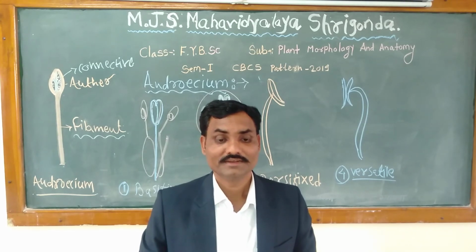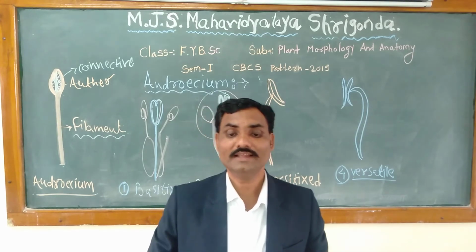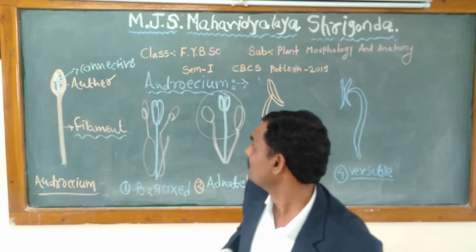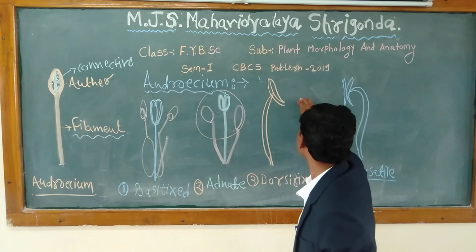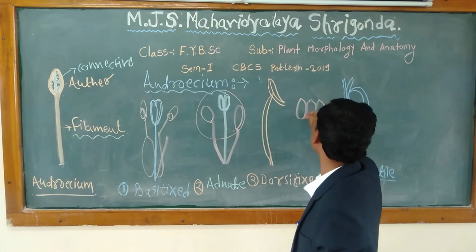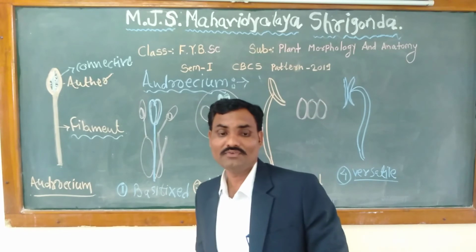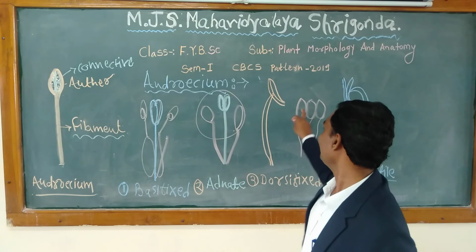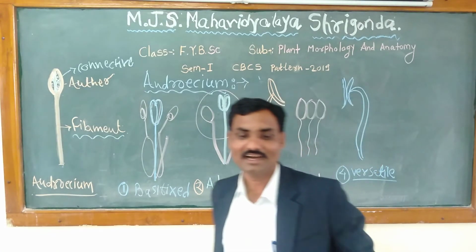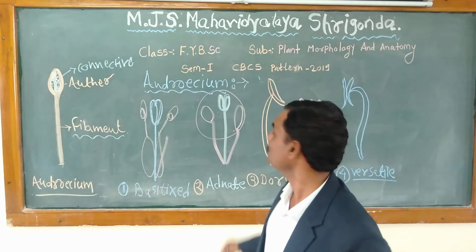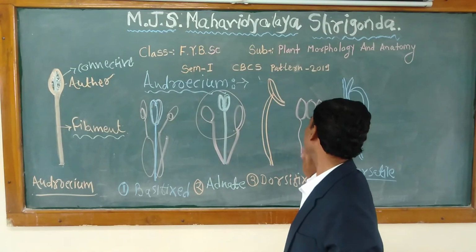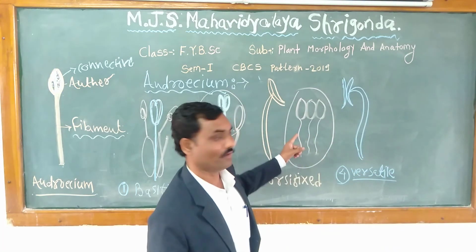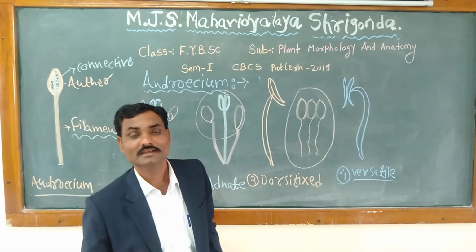Then syngeny. What is syngeny? Only the anthers of the stamens unite. आता तिथे काय होतं या syngeny conditions मध्ये? These anthers are united, and filaments remain free. And these are the filaments, they remain free. But anthers, they are attached. अशा पद्धतीची condition असेल, that is called syngeny. This condition is called syngeny, and it is found in sunflower.